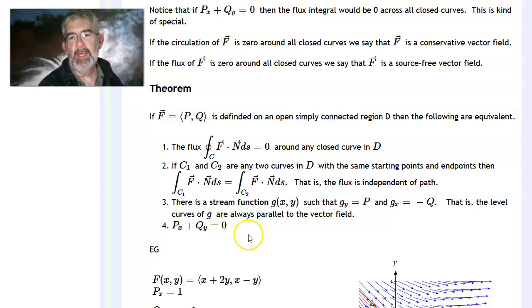That's equivalent to saying that there's a stream function, g of x, y, such that the partial of g with respect to x is negative q, and the partial of g with respect to y is p.